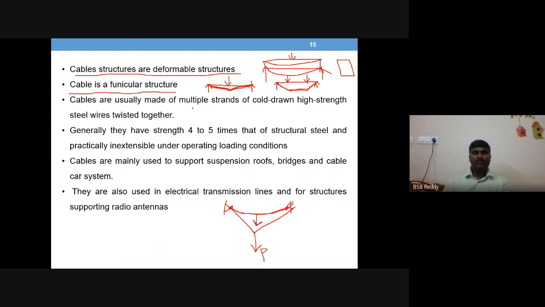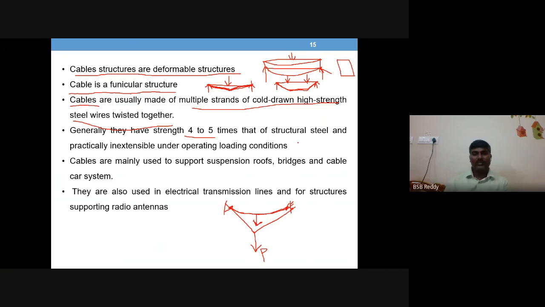Cables are usually made of multiple strands of cold drawn high strength steel wires twisted together. Okay, so this is what we have already discussed: what is meant by a strand, how a strand is made, what is meant by a cable, how a cable is manufactured. So what does a cable consist of? It consists of multiple strands. What does a strand consist of? It consists of high tensile steel wire. What is meant by high tensile steel wire?